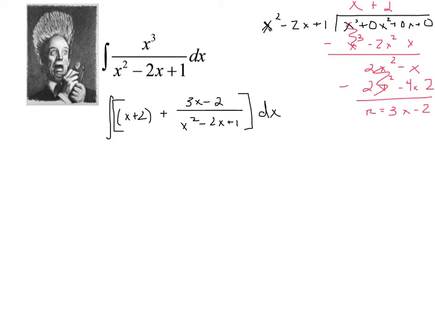So of course that first part's real easy. It's just going to be 1/2 x squared plus 2x. That's a real easy antiderivative. This we're going to have to use partial fractions. Always check substitution. If I made u = x squared minus 2x plus 1, du would be 2x minus 2. So it's close, but it's not exactly it.